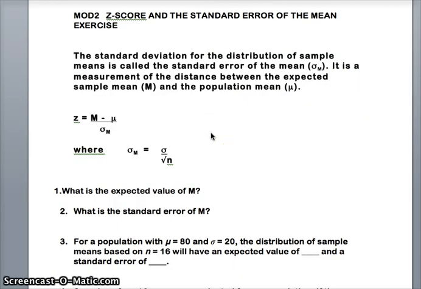For the z-score and standard error of the mean exercise, I've simply changed the z-value calculation a little bit, so that we're now using the standard error of the mean. I've told you what the expected value of the mean is and what the standard error of the mean is. Now you tell me. I've also got notes and PowerPoint in the module tool folders, so if you have any questions, just let me know. But you've done this before, so don't panic.